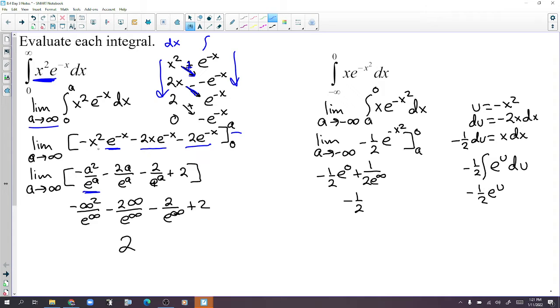And then when we plug 0 in, we get 0, 0. And this ends up being minus a negative 2, which ends up being plus 2. So that's 0, that's 0, that's 0. So the answer ends up being 2.